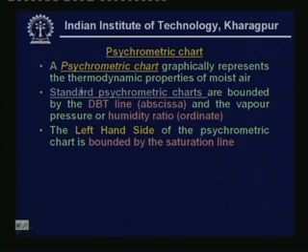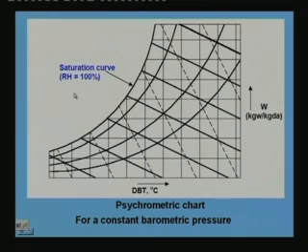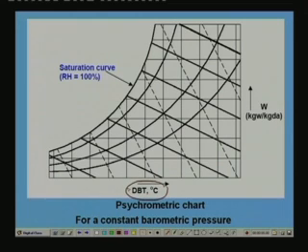Okay, let me show the psychrometric chart now. So, this is the skeleton of a psychrometric chart. As I said, you have the dry bulb temperature, DBT, on the x axis, and here you have the humidity ratio W on the y axis. Of course, in place of W, you can also have the vapor pressure of water, because these are related.